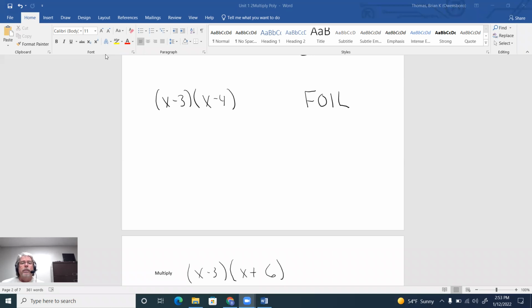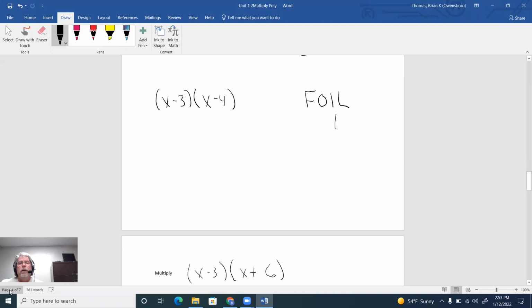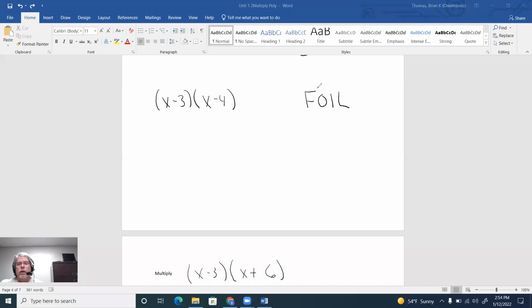Now, multiplying the same problem out using FOIL. So, using FOIL here, remember, the F stood for first, the O stood for outer, the I stood for inner, and the L stood for last. And the best way to kind of model this is using these little loops to kind of keep you organized.